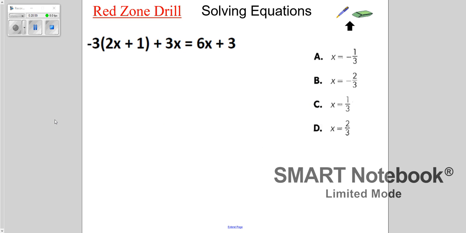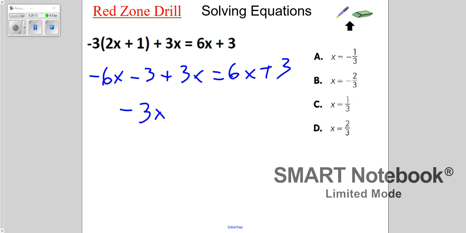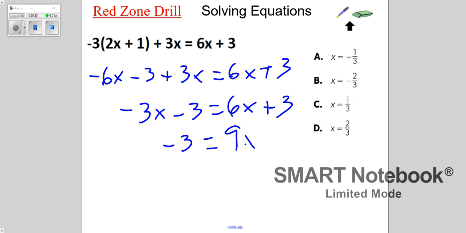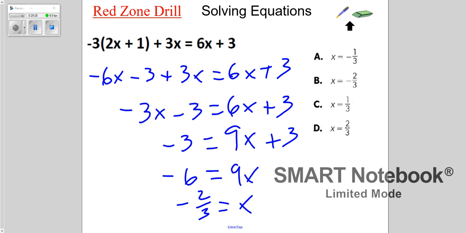All right, distribute on both sides. You should be pausing it, doing it, then unpausing it. But here we go. -6x minus 3 plus 3x equals 6x plus 3. Then I can combine like terms. -3x minus 3 equals 6x plus 3. Move the smaller variable. -3 equals 9x plus 3. Move the constants to the other side. 9x equals -6. Divide by 9, x equals -2/3. Choice B.